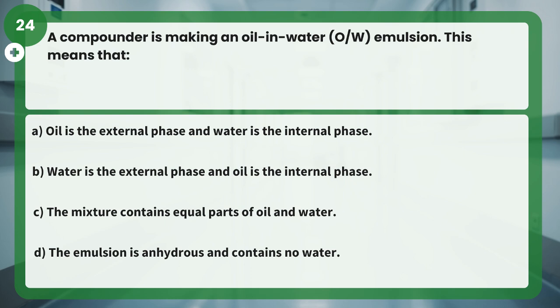Question 24. A compounder is making an oil-in-water, O/W, emulsion. This means that A. Oil is the external phase and water is the internal phase. B. Water is the external phase and oil is the internal phase. C. The mixture contains equal parts of oil and water. D. The emulsion is anhydrous and contains no water.